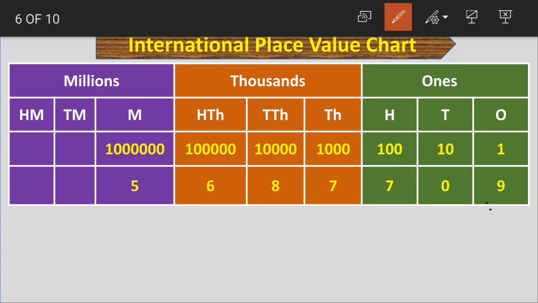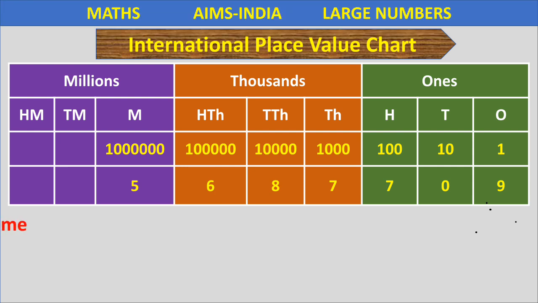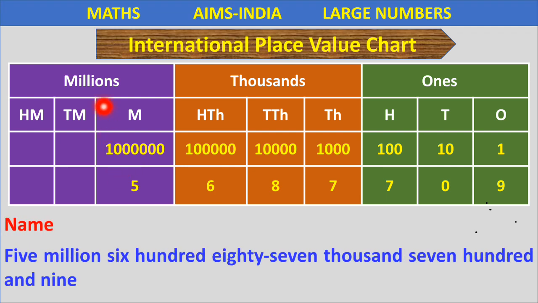And how do we read this number here in the international place value system? 5 millions. 5 is in which period? Millions period. 5 millions. 687. How do we read this 687, children? We read it as 687, and then we read thousands as it is in the thousands period. 5,687,709.